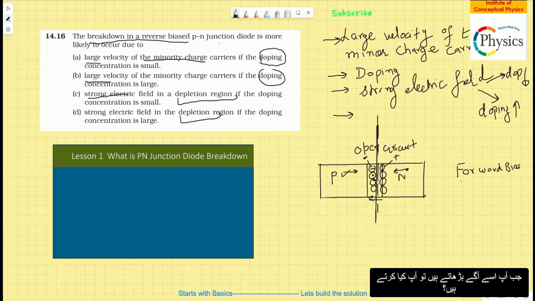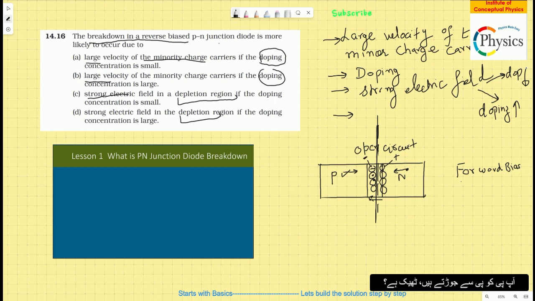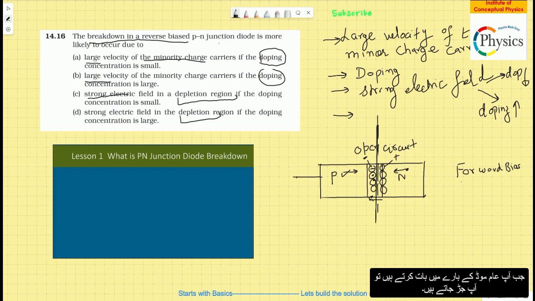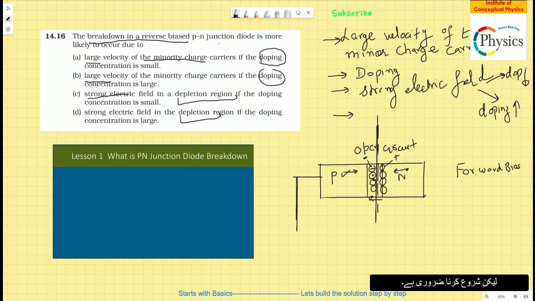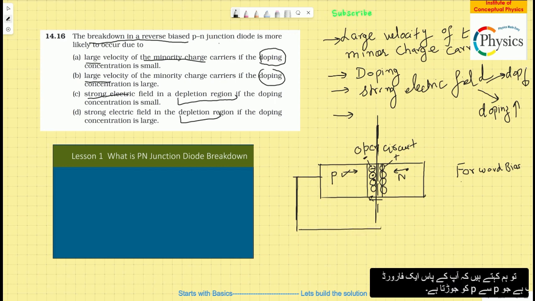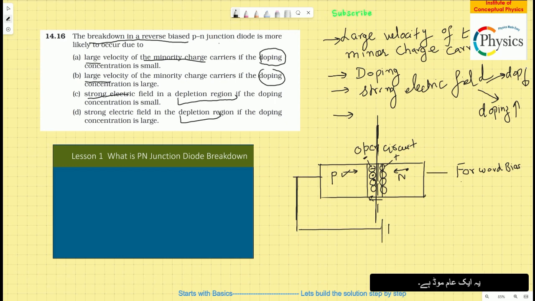When you forward bias it, what do you do? You connect P with P, right? You connect it like this when you talk about the normal mode. If you know this, you can move forward, but you will know some interesting facts soon. But it is important to start the story from the very beginning. So let's say you have a forward bias, connect P to P, N to N, right? And that is what makes it a forward bias. This is a normal mode.